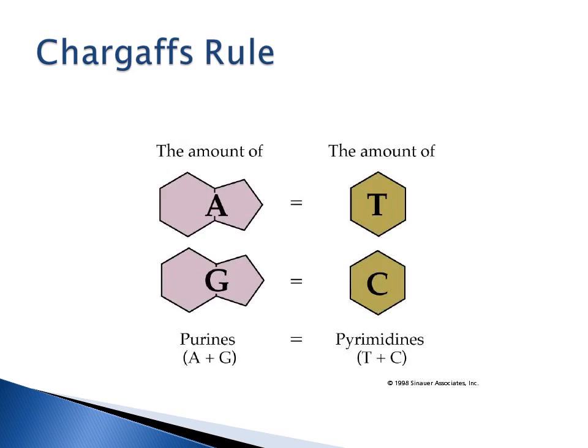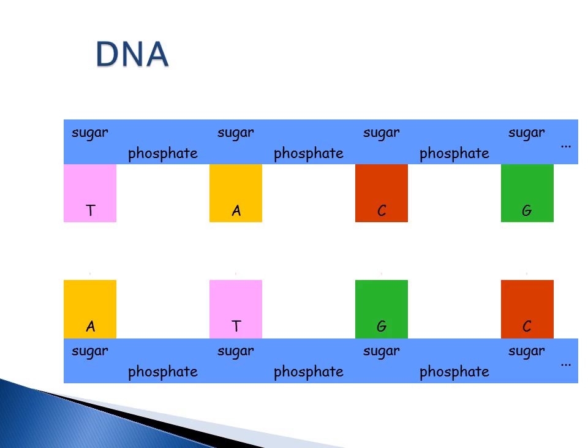So again, your percentage of A plus G is equal to the percentage of T plus C. Here's your double-stranded DNA. Again, sugar, phosphate, sugar, phosphate. Your nucleotides always are going to come off of your sugar backbone. Those nucleotides can be either T, A, G, or C.